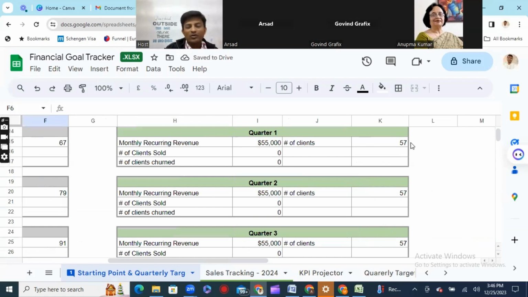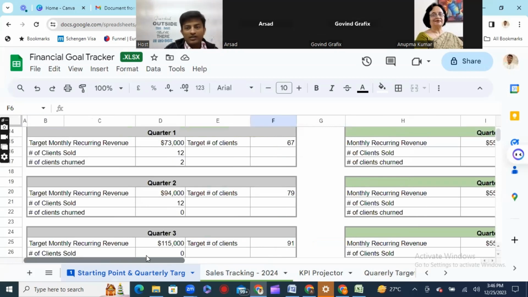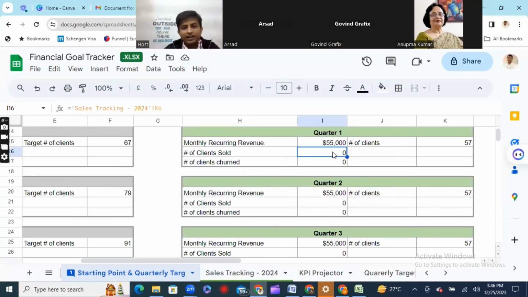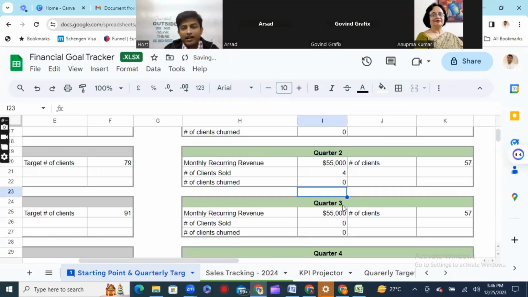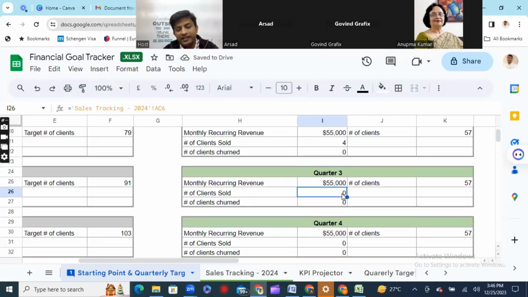So here it will be changed automatically. If you change the number of clients sold in quarter 1, then it will automatically change everything. This Excel sheet has formulas built in, and you will get this sheet and can do your calculation. You don't have to do the maths. It will be done by this Excel sheet.